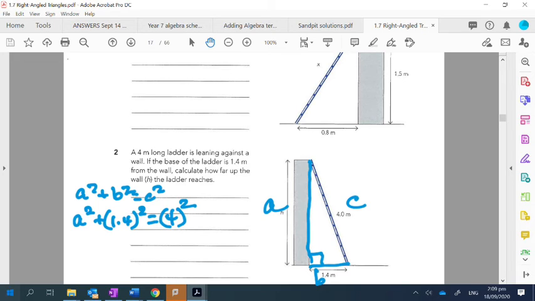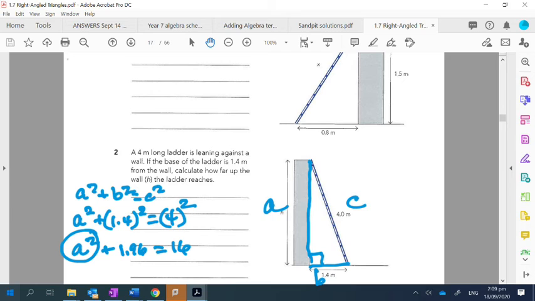All right, does everybody see where I got those numbers? Okay. A squared, we can't do anything with. What is 1.4 squared? Someone? 1.96. Yeah, because 1 times 1 is still going to be 1. You're just going to get 1 with some decimals on. And 4 squared is 16. Good. So I'm trying to solve for A.